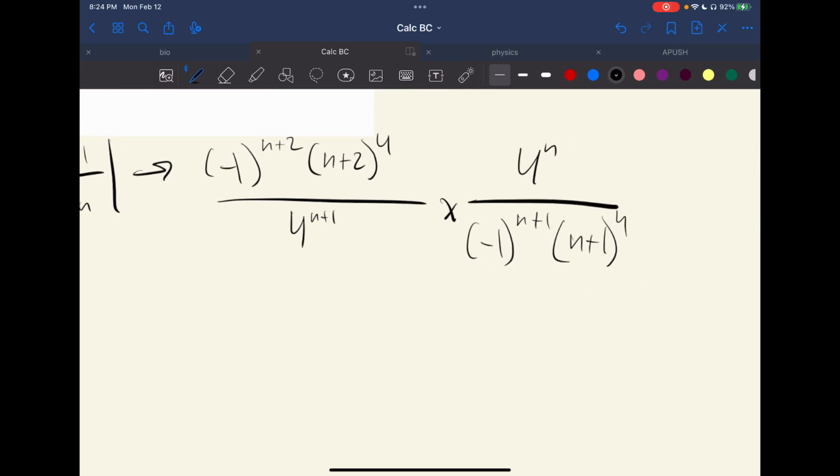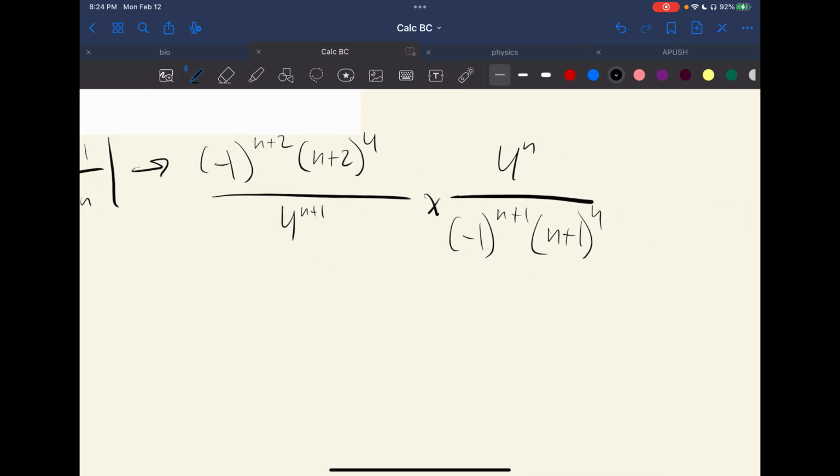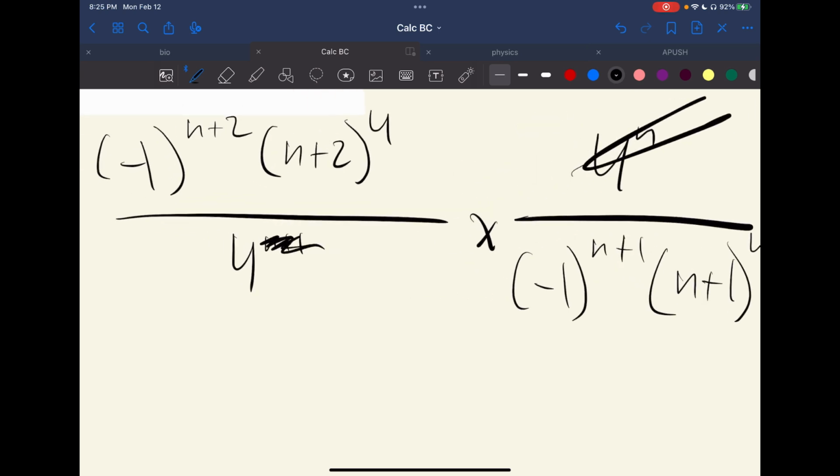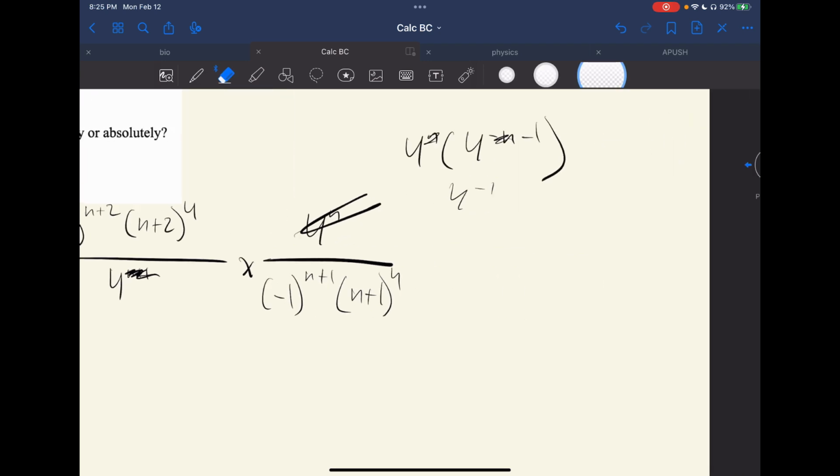Okay, so now we have to simplify this. So you have 4 to the n, and then you move this to the numerator, it would be 4 to the negative n minus 1. So the n's would cancel out and you'd be left with 4 to the negative 1. So this is going to cancel out and you're still going to have 4 in the denominator here.